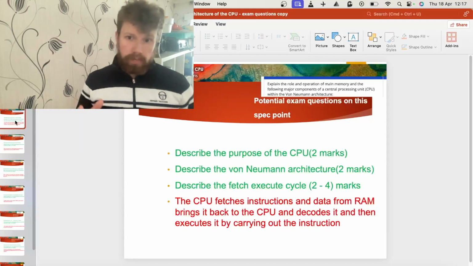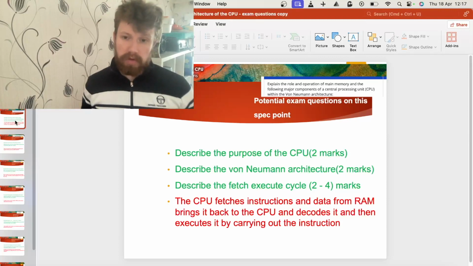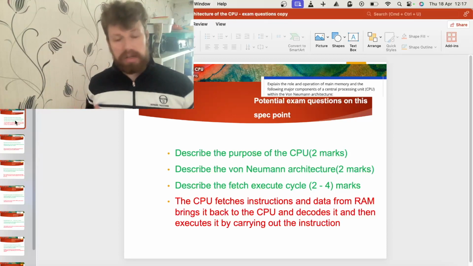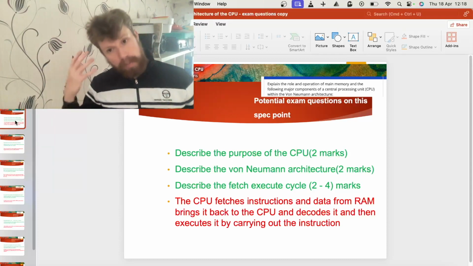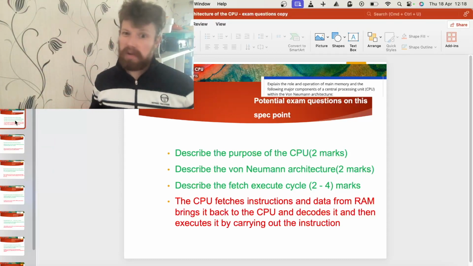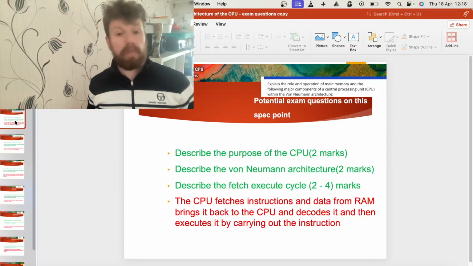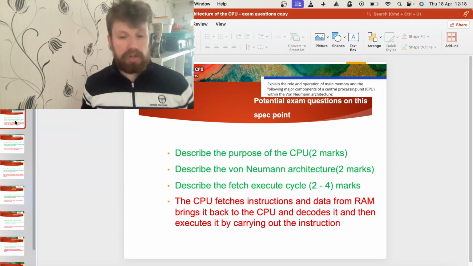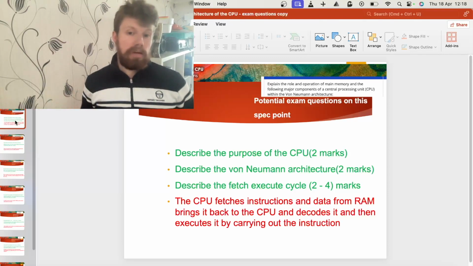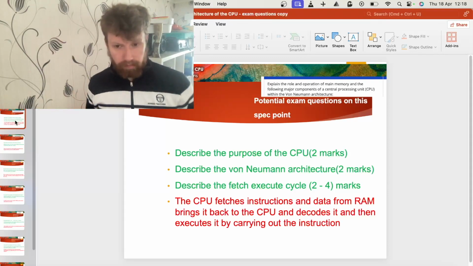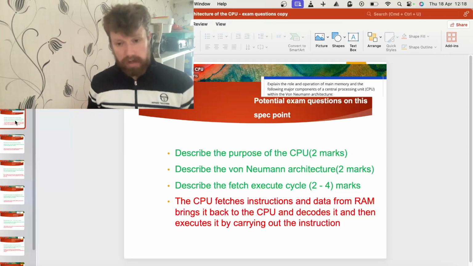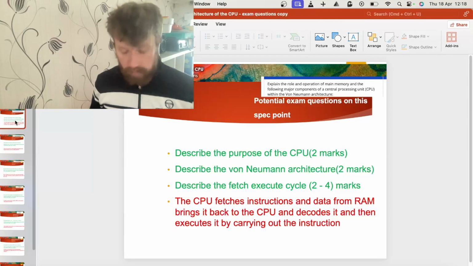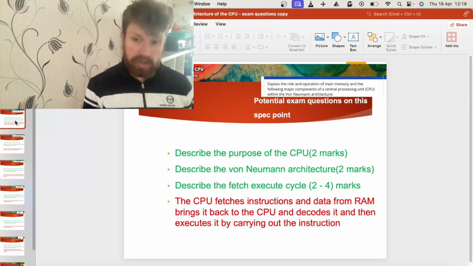The top spec point we're going to focus on is the von Neumann architecture and the CPU, asking general questions about those. On each spec point I'll use my examiner knowledge, and my experience of working with lots and lots of students, to work out what the general questions are that you are going to be asked. Here I've gone for: describe the purpose of the CPU, describe the von Neumann architecture, and describe the fetch execute cycle.